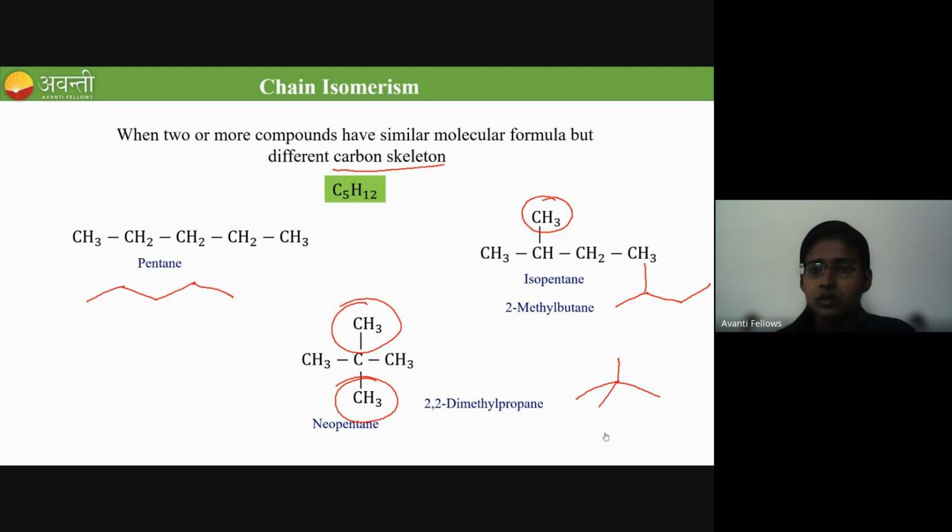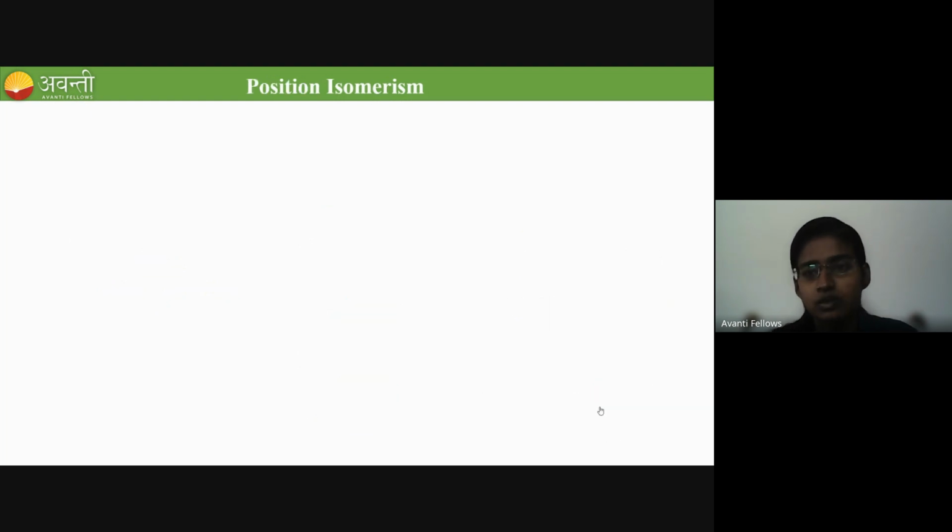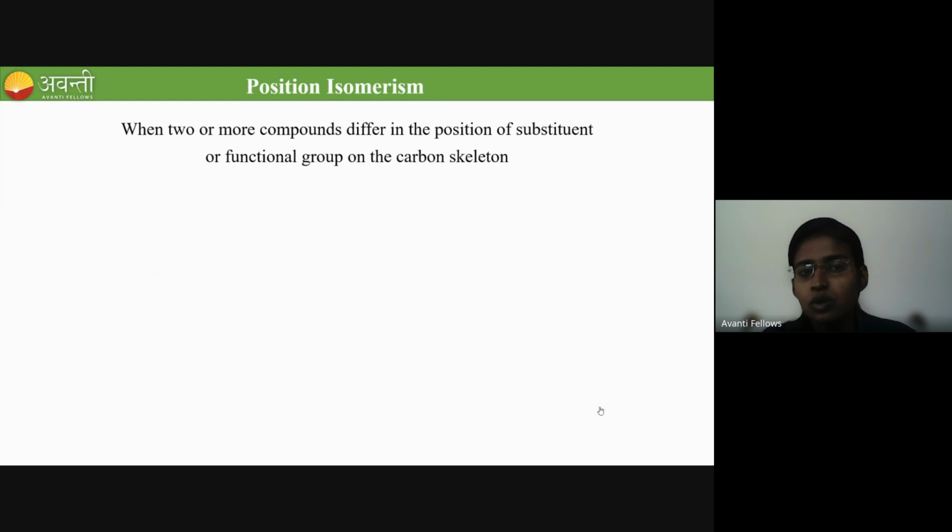Okay. So the next isomerism is position isomerism. When two or more compounds differ in the position of the substituent or functional group on the carbon skeleton.